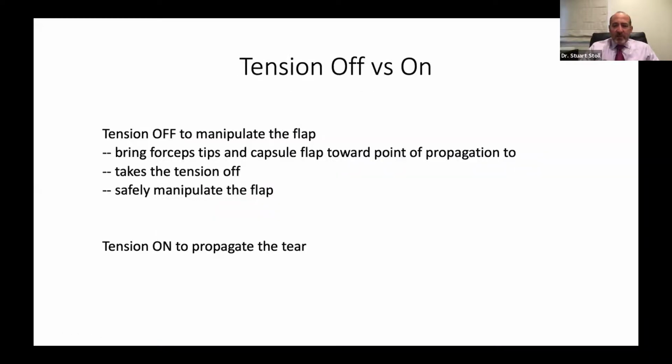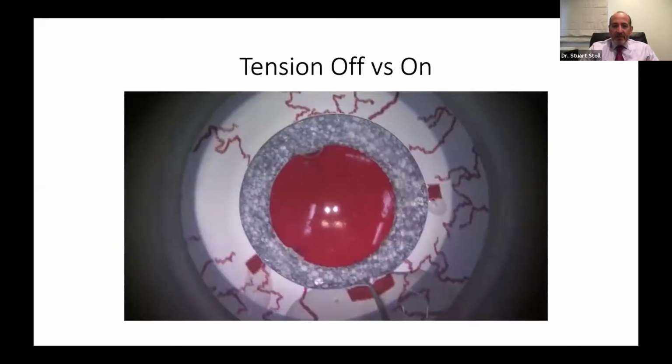The other important thing is tension off versus tension on. Tension off to manipulate the flap. So if you're holding the capsule with your forceps tips, you bring the tips down towards the point of propagation, and that takes the tension off. You can safely manipulate the flap. Tension on is when you're ready to propagate the tear. So let's see that.